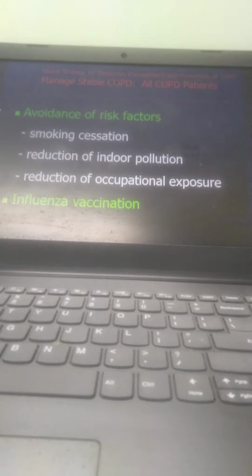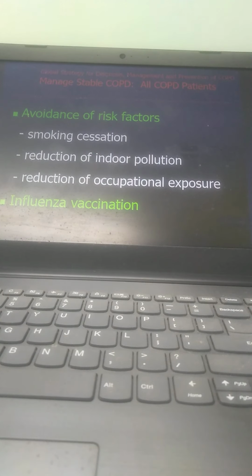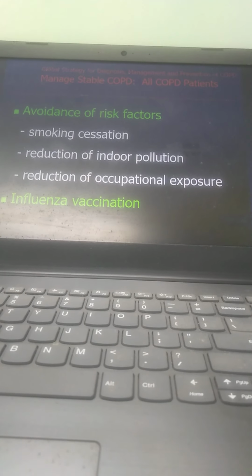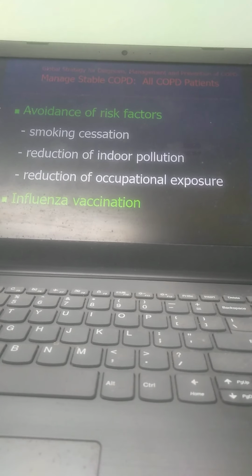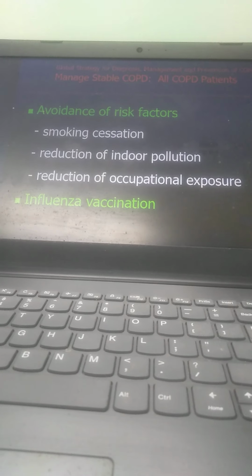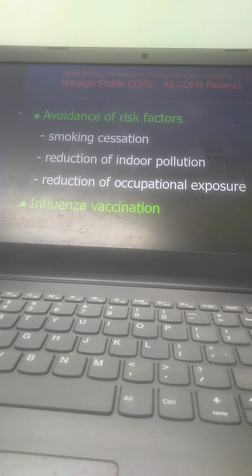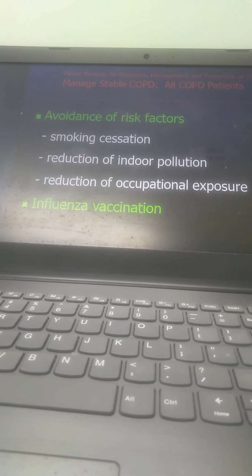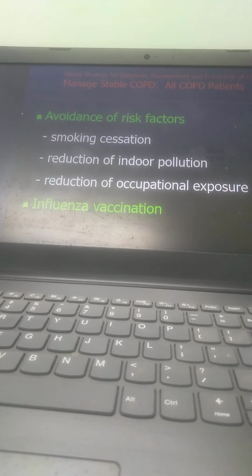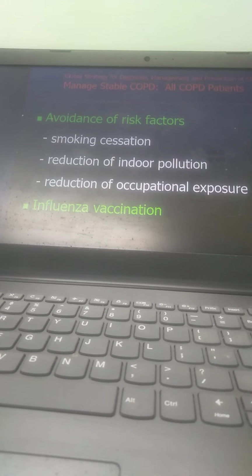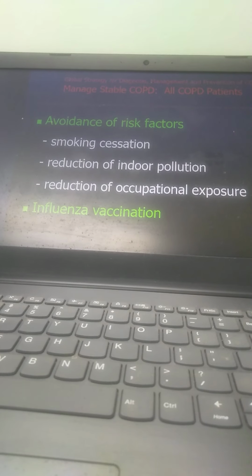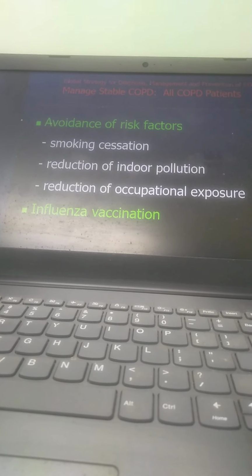Now, managing stable COPD, all COPD patients. Avoidance of the risk factors. We have to avoid risk factors like smoking cessation. We have to tell the patient that you have to leave the smoking. And then a reduction of the indoor pollution. We have to make the pollution-free atmosphere for the patient. Reduction of the occupational exposure. And there are pollens which are going here and there in the atmosphere. Then influenza vaccination is very important.